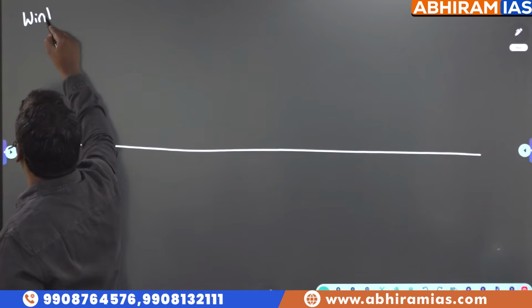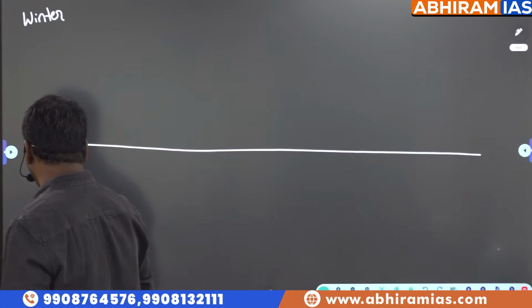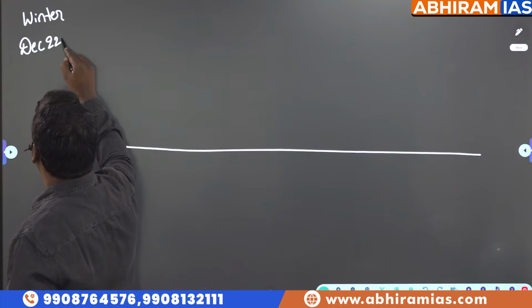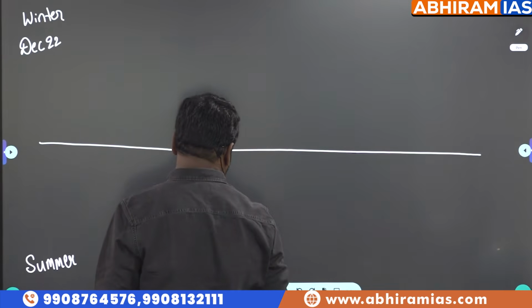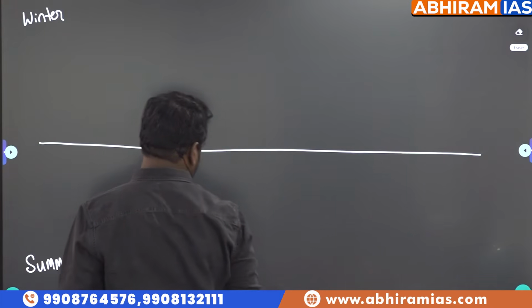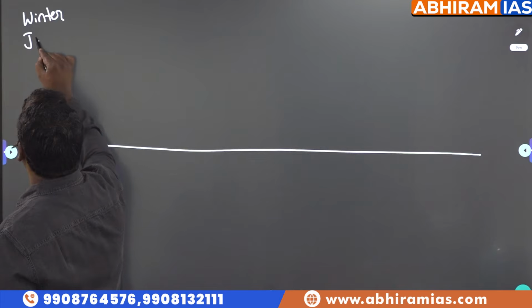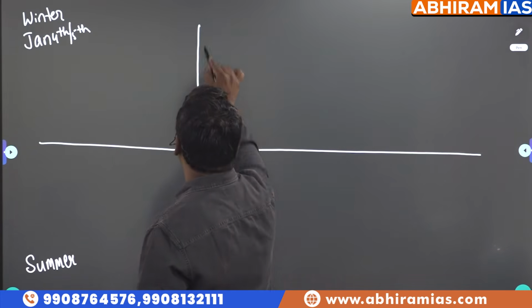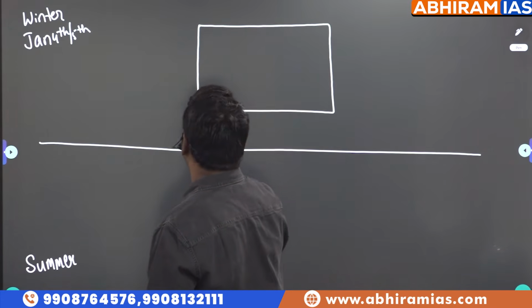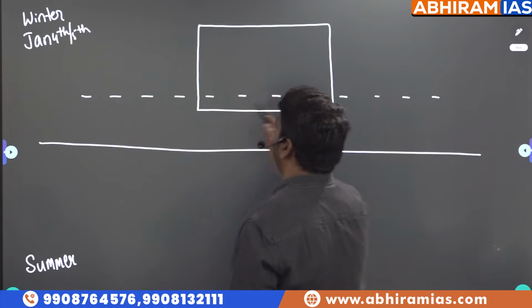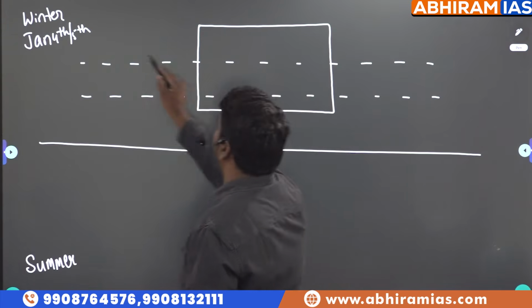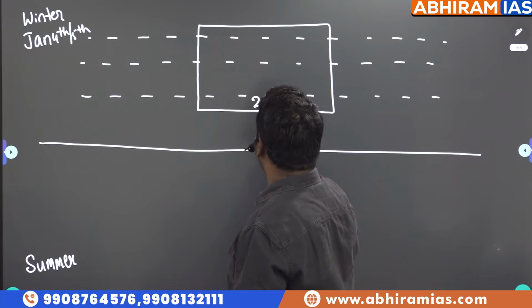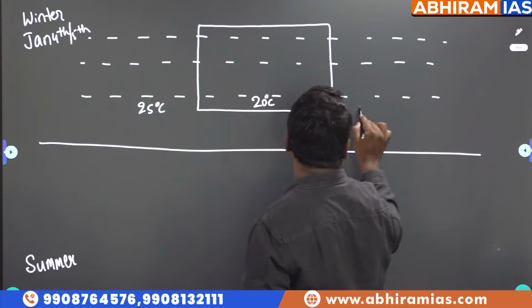Now if we take winter in the northern hemisphere, summer in the southern hemisphere, Jan 4th or 5th, can you tell me what is going to happen if you have winter in the northern hemisphere? Land will be cooler, water will be hot.